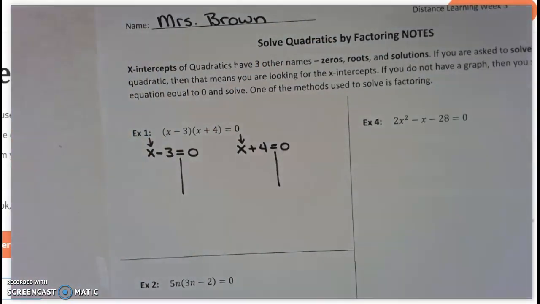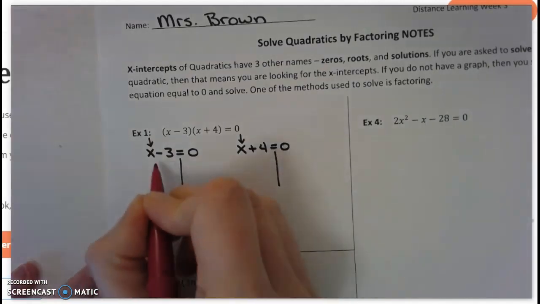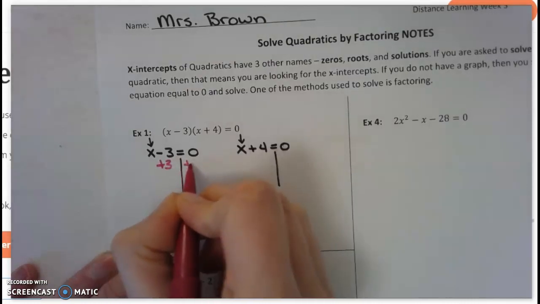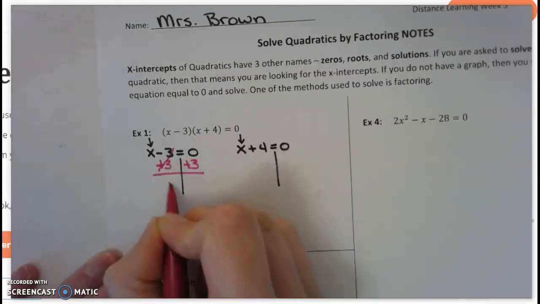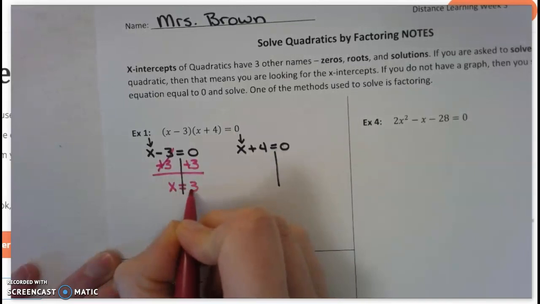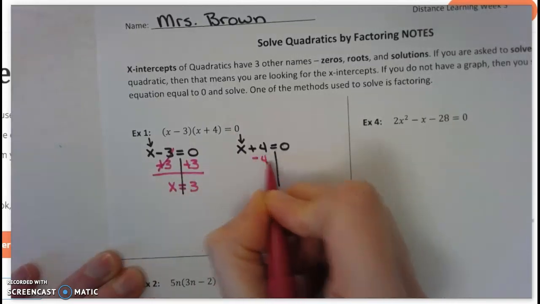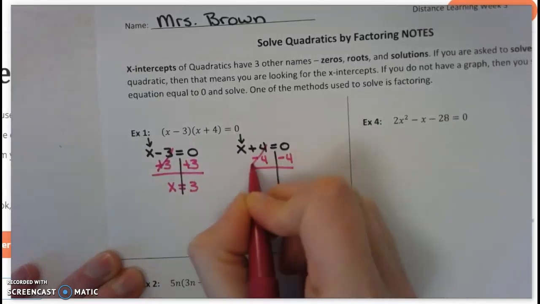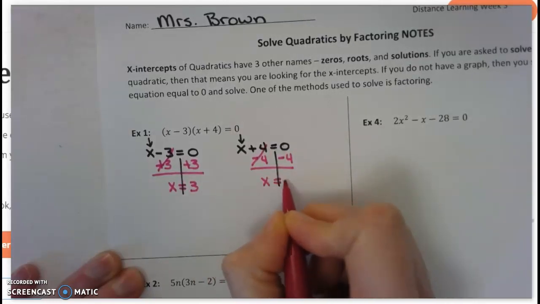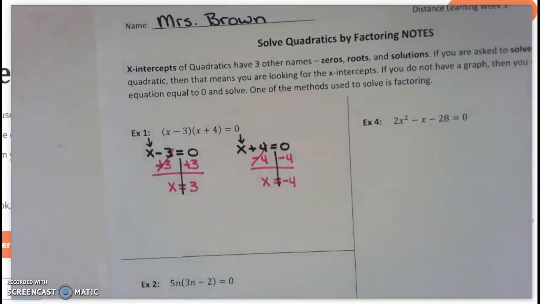So you factor the problem and you set both factors equal to 0. Then from here, all you would have to do is solve for x. So I use the opposite sign. I add 3 to both sides right here. That gives me x equals positive 3. On this one, I can subtract the 4, the opposite of positive 4, which leaves me with x equals negative 4. And remember, these are representing the x-intercepts.